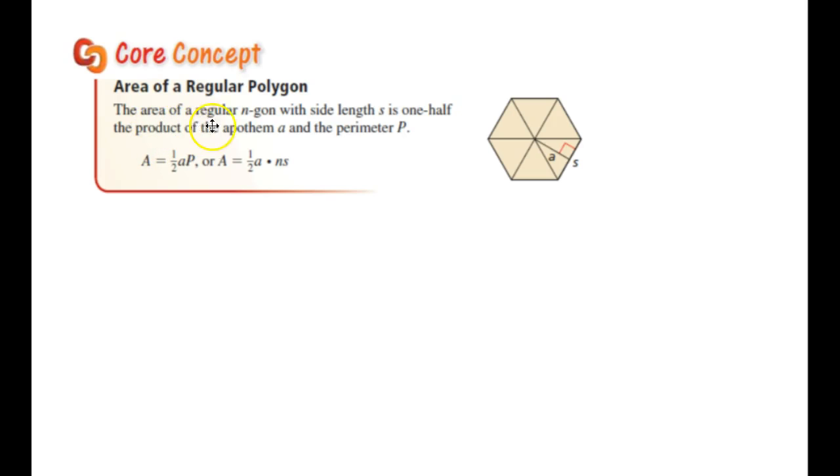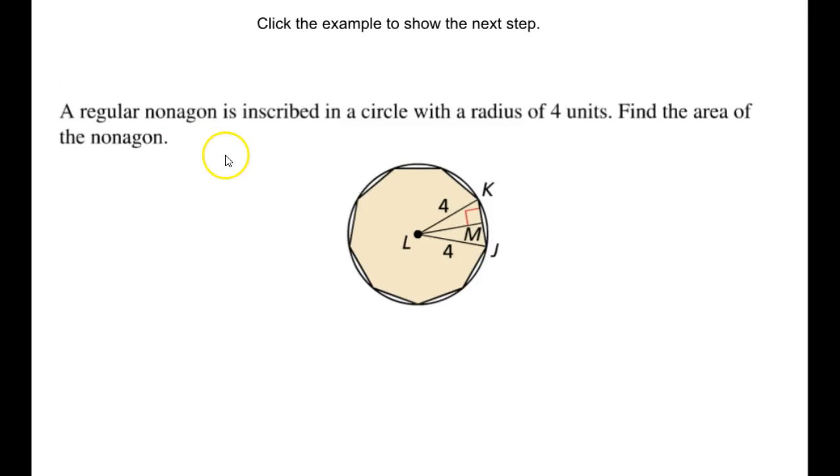The area of a regular n-gon, my regular polygon with side length s, is 1/2 the product of the apothem and the perimeter. So I'm going to have the perimeter of my entire thing and my apothem. I can write this as either 1/2 A times P or 1/2 A times NS. And NS will find us the perimeter because I take the number of sides that I have and multiply it by the side length. So now let's try and find this one.